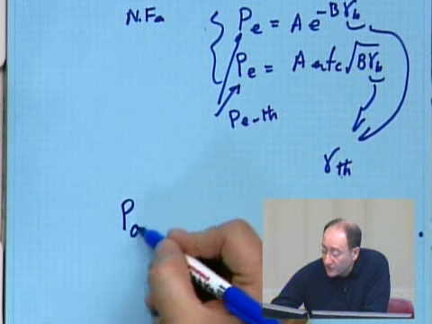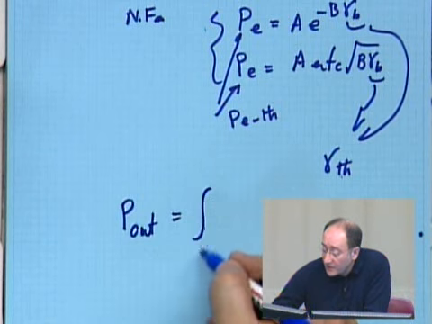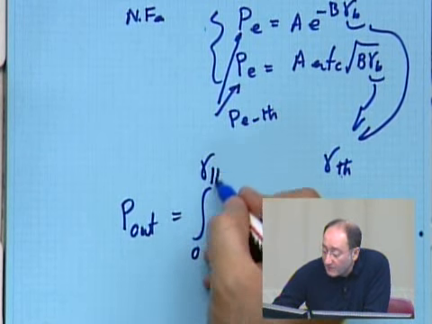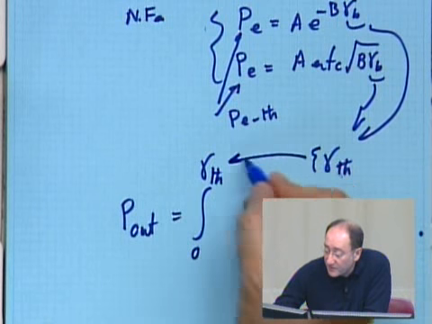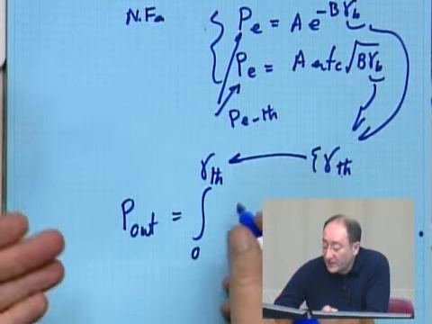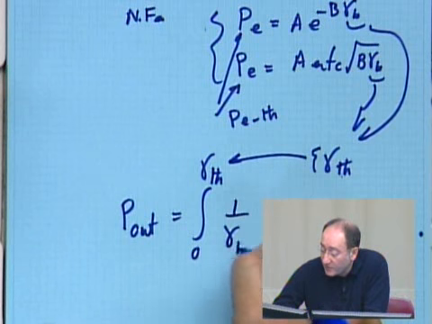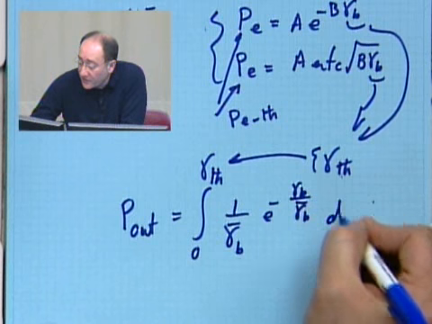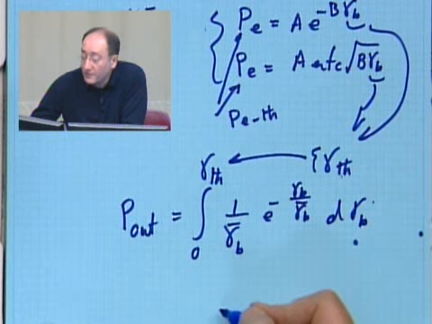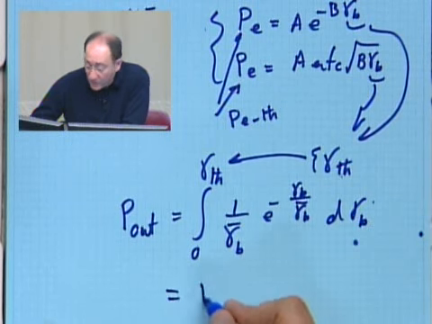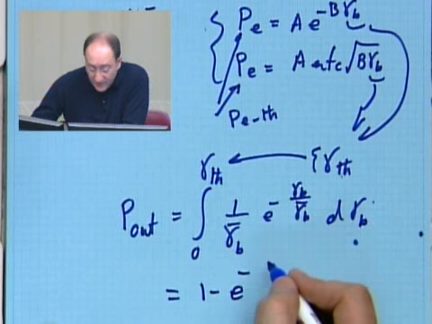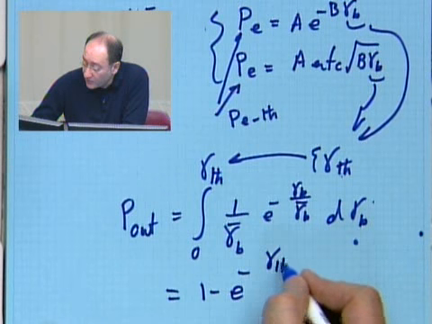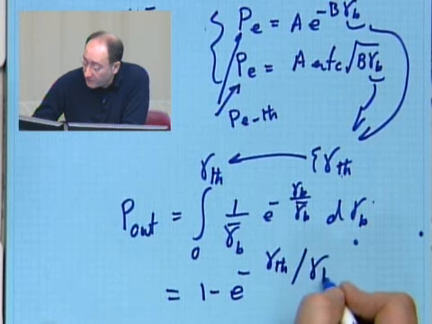Probability of outage is the integral between 0 and this gamma sub t, whatever it is. If I have a Rayleigh fading, 1 over gamma b average e to the minus gamma b over gamma b average d gamma sub b, which is equal to 1 minus e to the minus gamma threshold over gamma sub b average. This is my probability of outage. In 2 steps, I will calculate it.